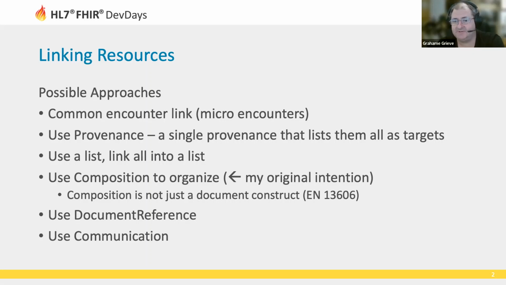Another thing you could do is build a list. As you do each thing in the session, the transaction, whatever it is, you just tack them all together in the list. And so you've got a list that corresponds to everything that happened in the session. Alternatively, you could use a composition. And specifically, this is what I originally intended when I first put composition in the FHIR specification. So the composition organizes the set of things that happen into a single composition.